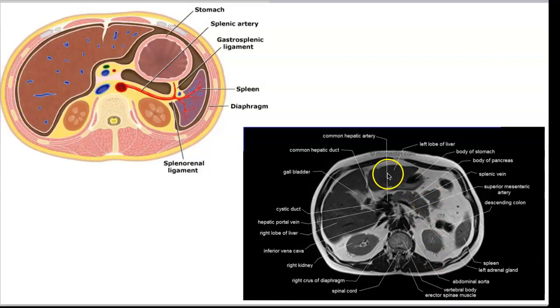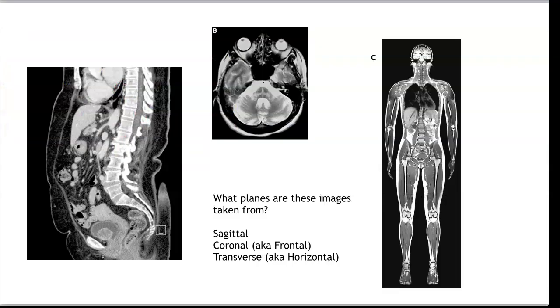Here's an MRI. It's basically showing you the same thing. Here's the liver. We've got the kidneys. Here's the vertebrae right here, and we can see a stomach here. So this is an MRI. This is showing you a transverse cut through the abdomen. So you will need to be able to identify these on a quiz or an exam.